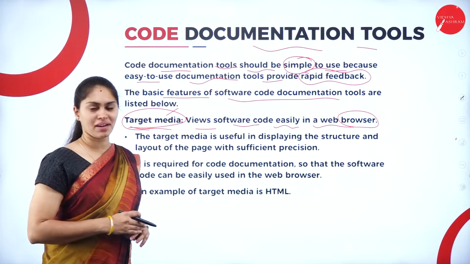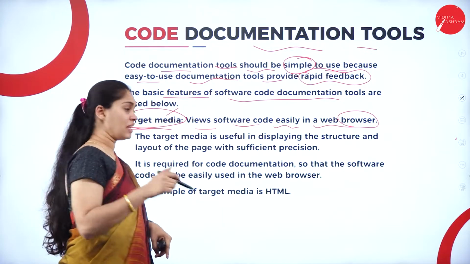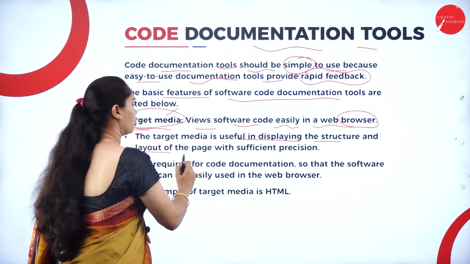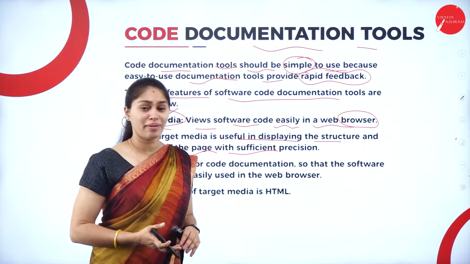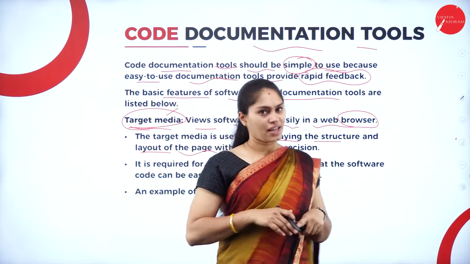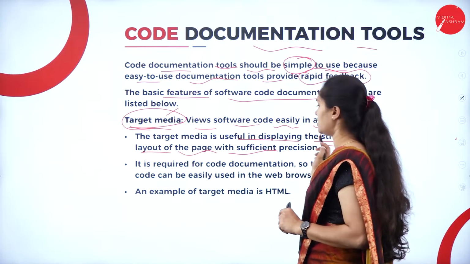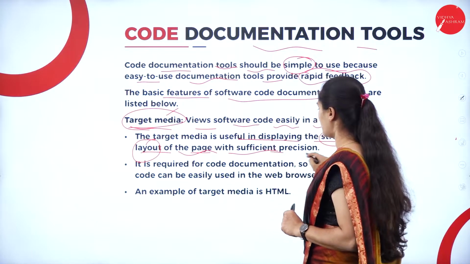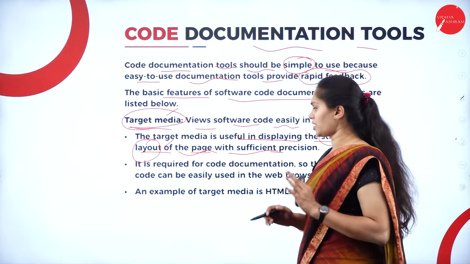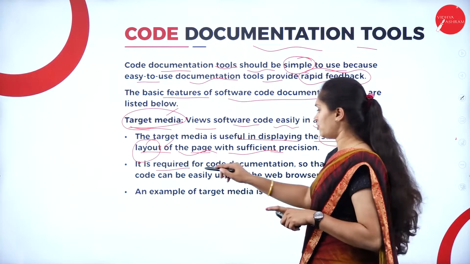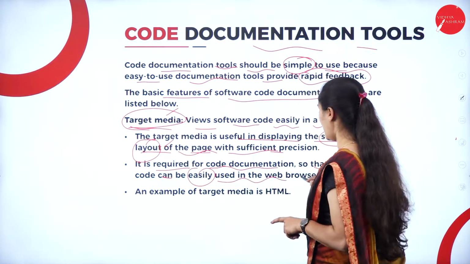So why is target media considered a useful feature in code documentation? Because it will display the structure and layout of the page with sufficient precision. Whenever I want to see the code documentation as a web page, we have to use this target media. It includes the structure and the layout of the page with sufficient precision. Mainly this structure and layout is required for code documentation, so that the software code can be easily used in the web browser.